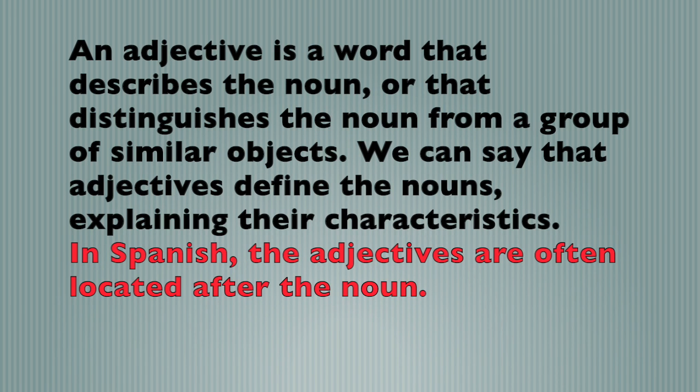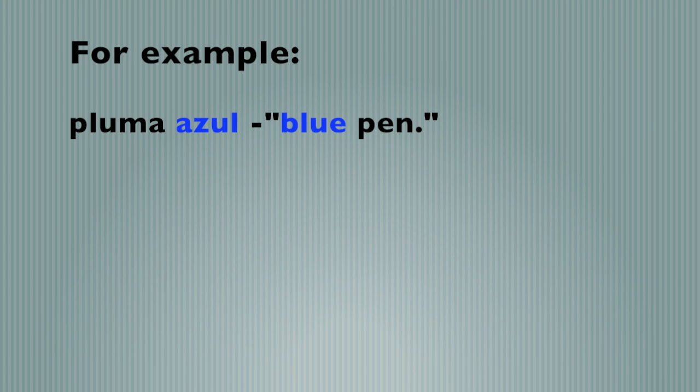Now, let's talk about the predicate adjectives. So, describing an adjective. An adjective is a word that describes a noun or that distinguishes the noun from a group of similar objects. We can say that adjectives define the nouns, explaining their characteristics, right? So in Spanish, adjectives are located after the noun. Por ejemplo, the blue pen, pluma azul.